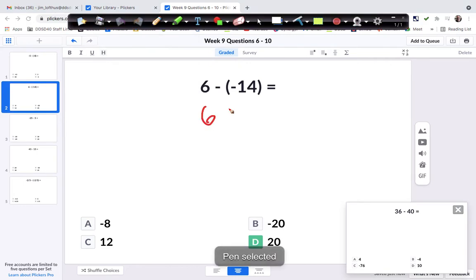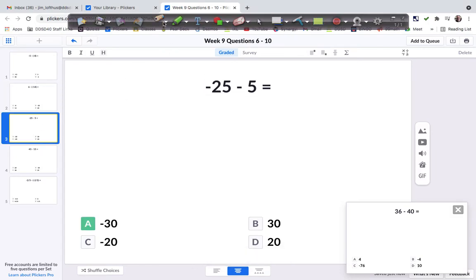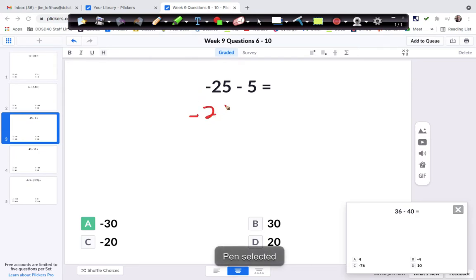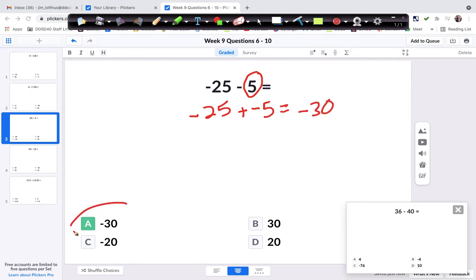Six minus a negative 14 is the same as 6 plus the opposite of this. The opposite of that is 14. That's 20. Negative 25 minus 5 is the same as negative 25 plus the opposite of this right here, which is negative 5. That's negative plus negative, even more negative, negative 30.